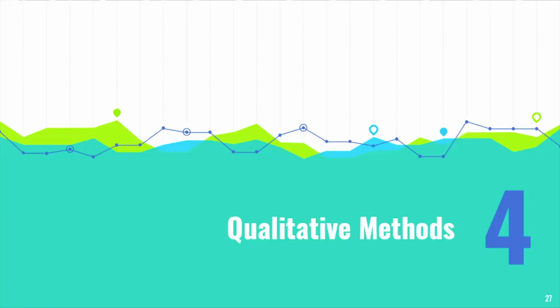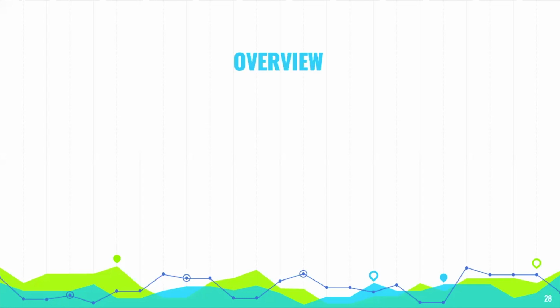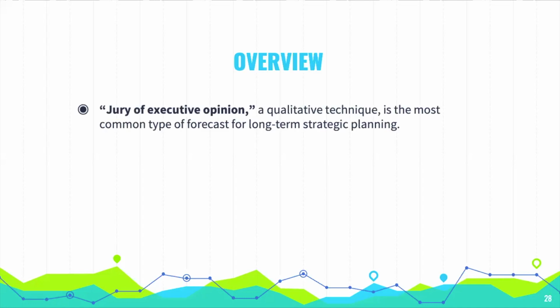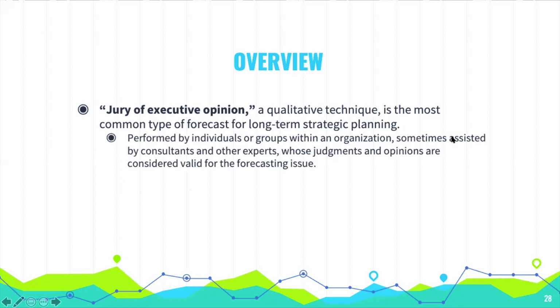We now go to the last method, which is qualitative method. The most common used technique is what we call the jury of executive opinion. This is a qualitative technique for long-term strategic planning. Normally, these are performed by individuals or groups within an organization, sometimes assisted by consultants and other experts whose judgments and opinions are considered valid for the forecasting issues.